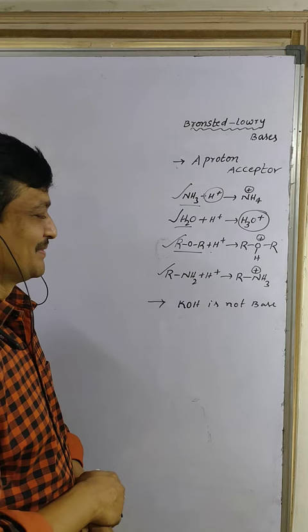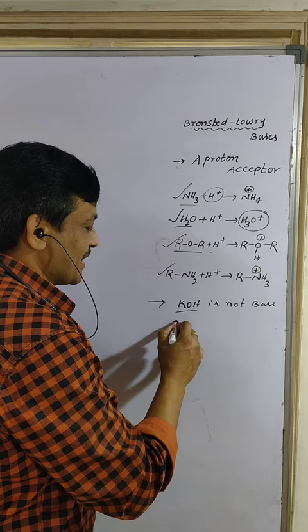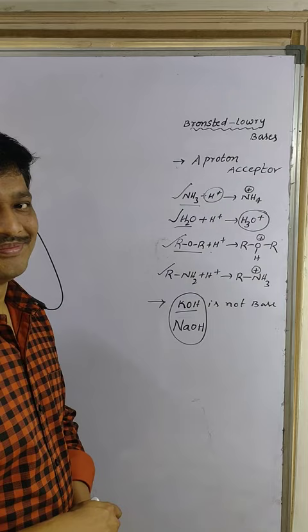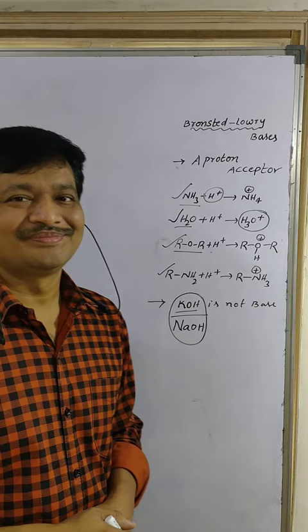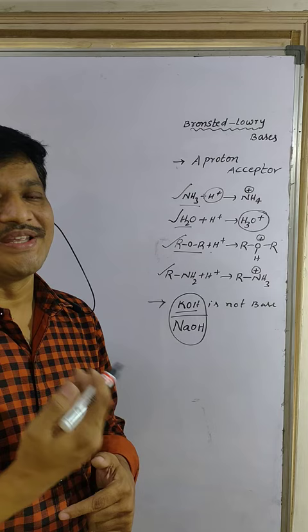But KOH and NaOH do not accept the H+ ions. So these are not bases according to Brønsted-Lowry. These are bases according to Arrhenius theory. Arrhenius bases, not Brønsted bases.